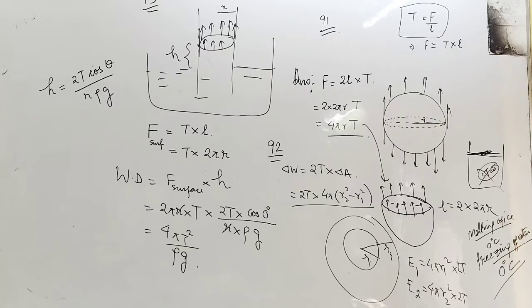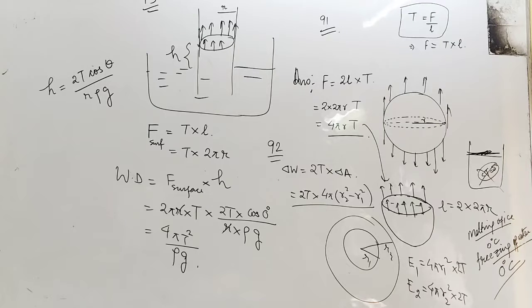This 0 degree melting point and freezing point are quite different. What I am trying to say is that at the freezing point, when the water starts converting into ice, there will be no rise in the capillarity. And option number 2 is also favorable.